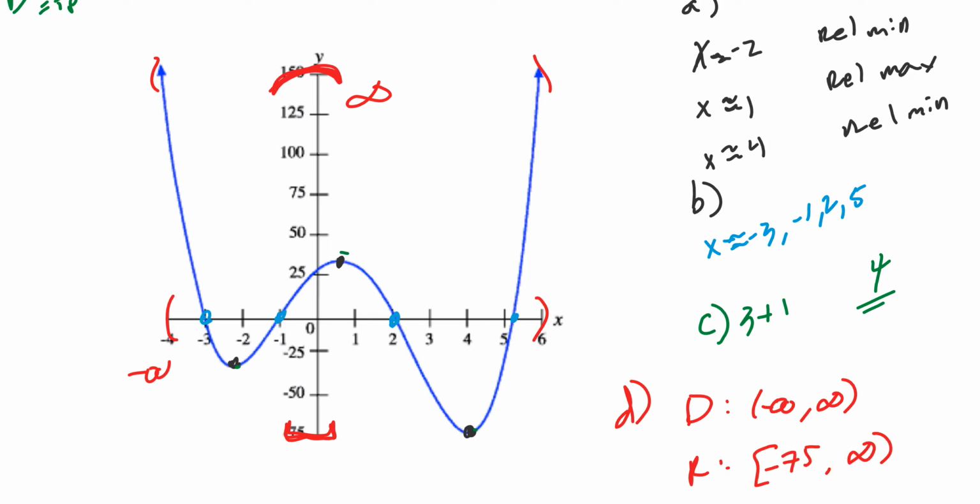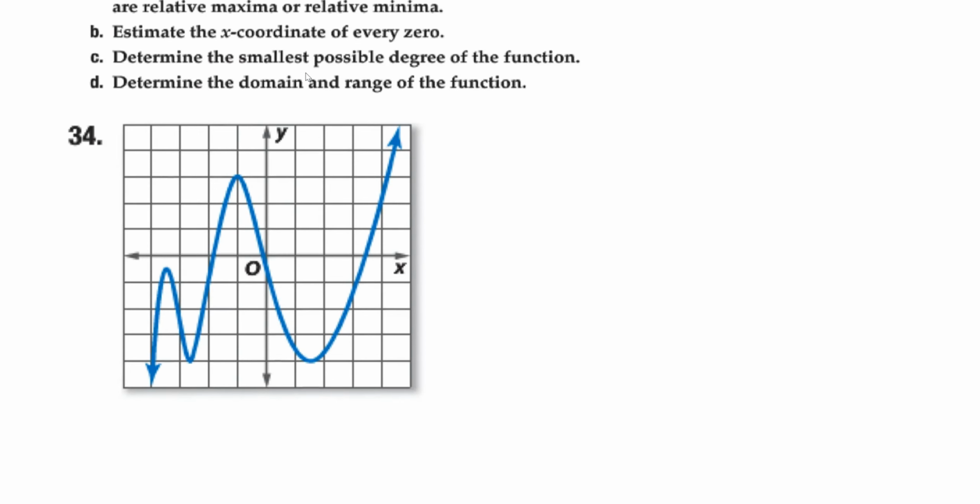A couple things. The domain for this chapter should always be all real numbers, negative infinity to positive infinity, because polynomial functions always have that domain. They never stop. So let's do another example to practice.